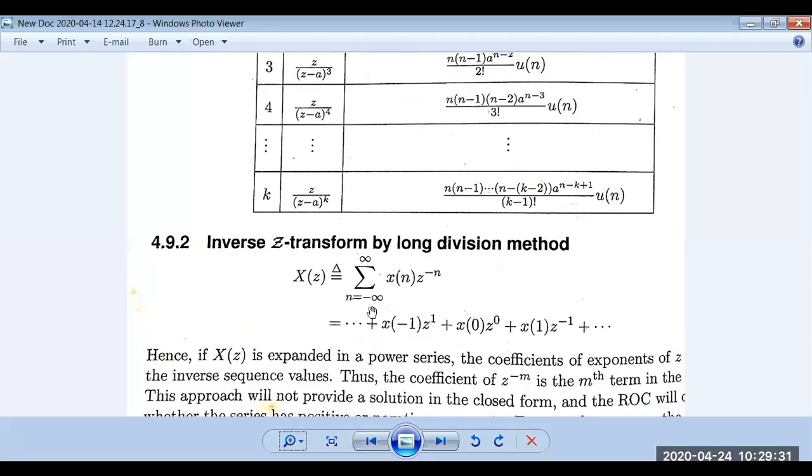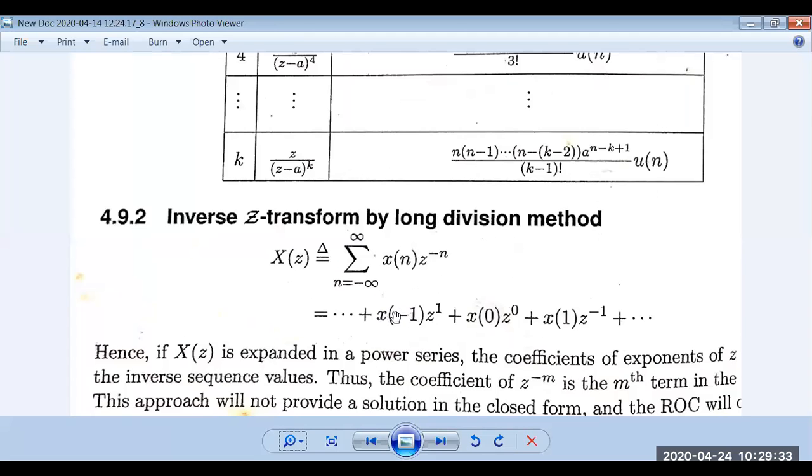See here, this term, from minus infinity to minus 1, they're all negative n's. For every negative n there is a positive power, because it is minus of minus n, so it would be positive. So it would be z to the power minus of minus 1, so it is z to the power plus 1.